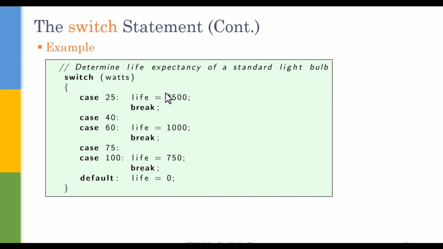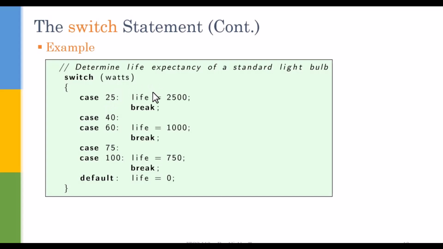Bulbs is like a lamp, okay? Depends on the wattage, how many hours this lamp can last. So it's like an age of a lamp. Now, if the wattage is 25, then the life for this bulb is 2,500 hours. If it is 40, if it is 60, then 1,000 hours. 75, it will be 750. Otherwise, it will be 0 because we don't have bulbs other than these wattages.